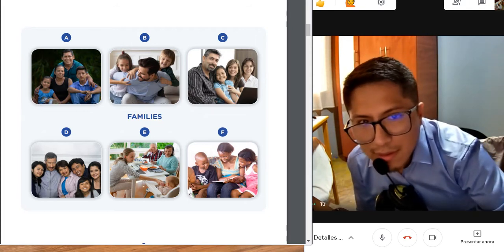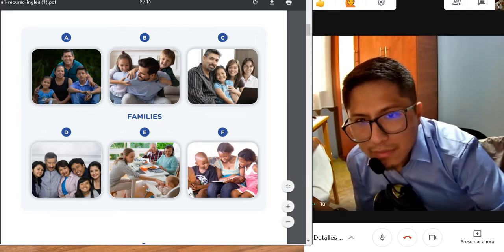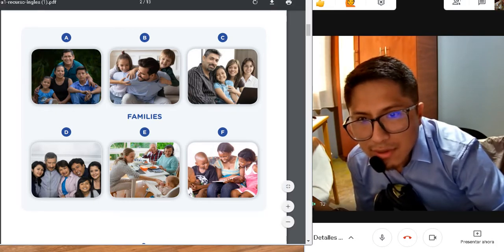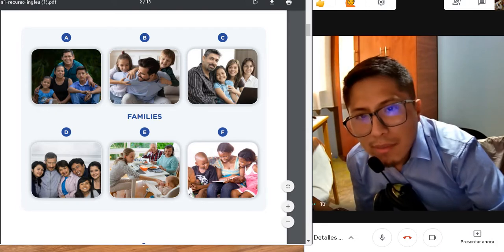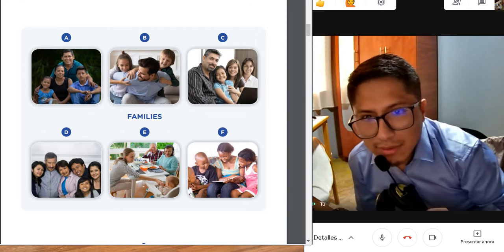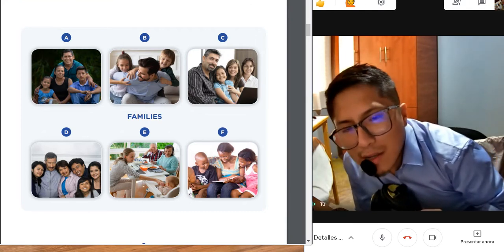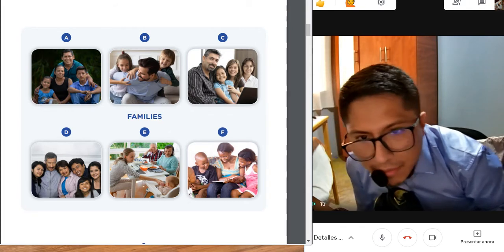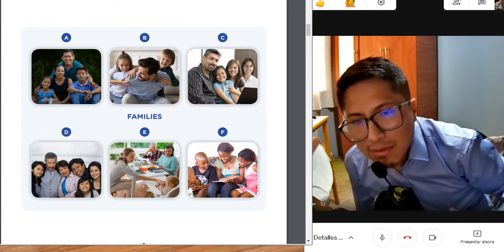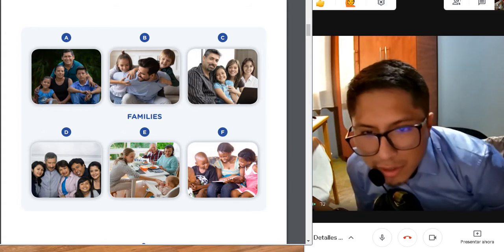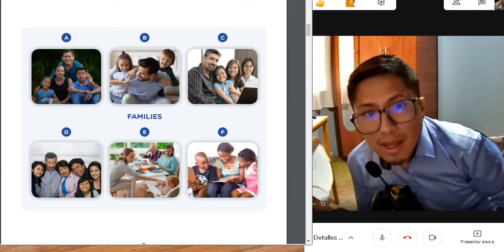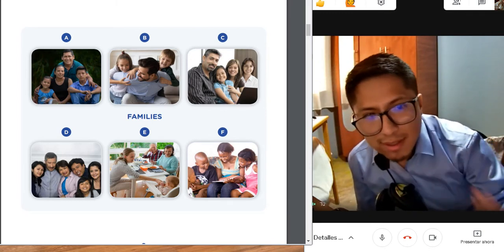For example, letter B, we can see dad, sister, and sister, or daughter, maybe, we don't know. But they look like they are in the bedroom, alright? In the bedroom. So we can find here a pillow, maybe there is also a bed, they're very happy. You can also include the clothes too. Dad is wearing a shirt, yeah, a blue shirt. And you can give more descriptions. You put in that image description.